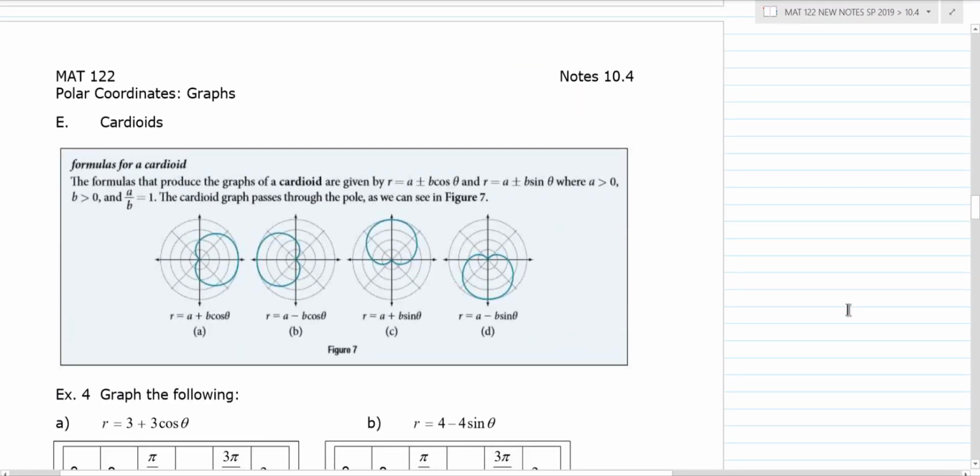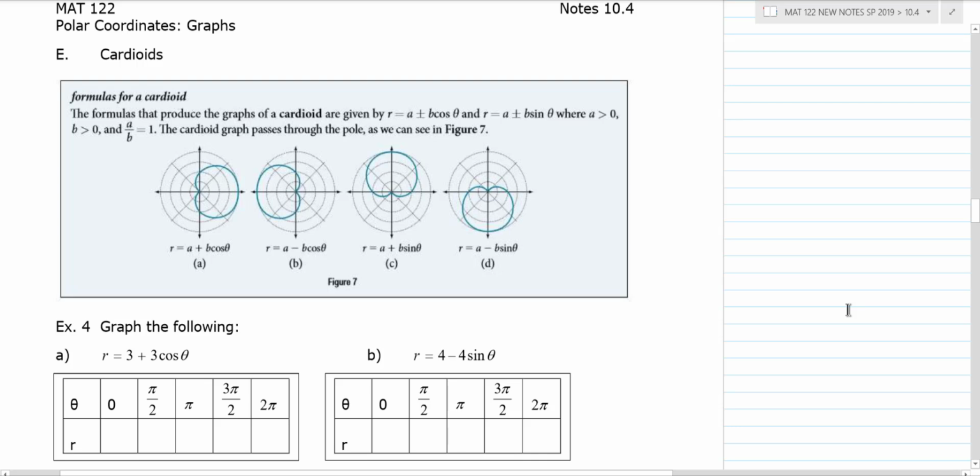Okay, next one we're going to move on to looking at is the cardioid. There are several different forms of a cardioid. A cardioid generally is going to look like this. It's going to be a plus, and I guess our textbook says a plus b cosine theta. That can be a plus or minus, or it can be a plus or minus b sine theta. Cardioids look like circles, except they have a dimple in them. So they kind of look like a heart.